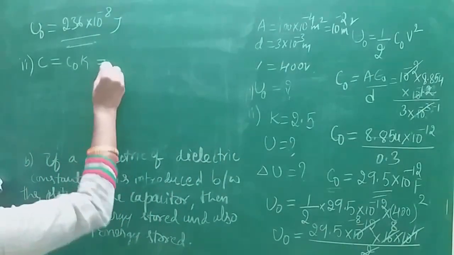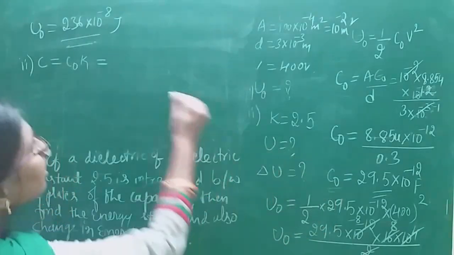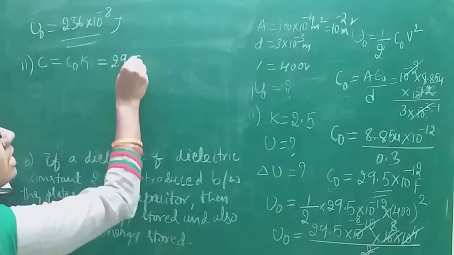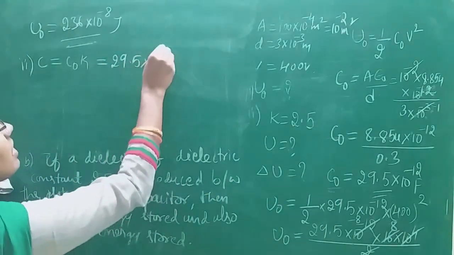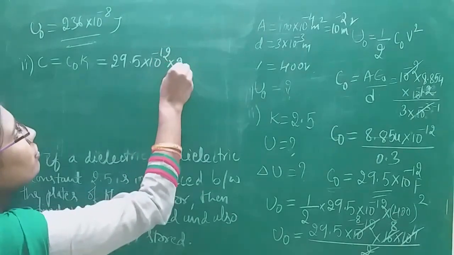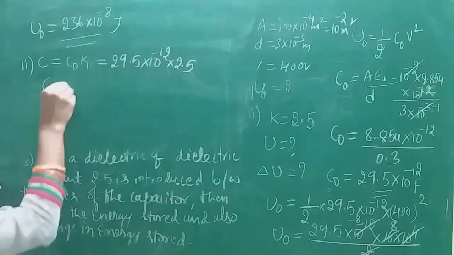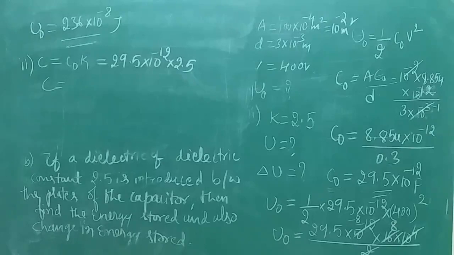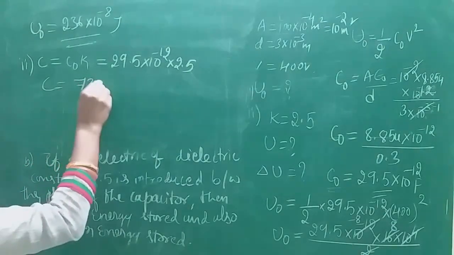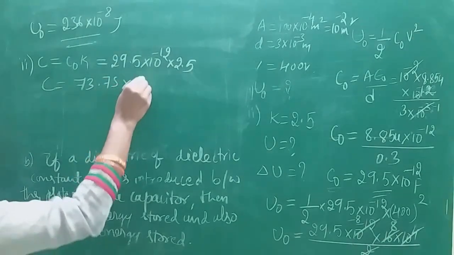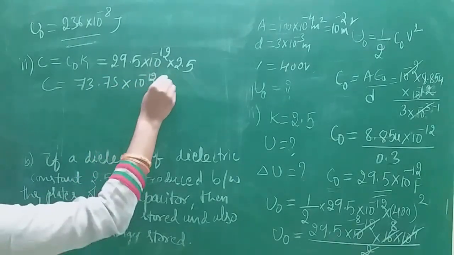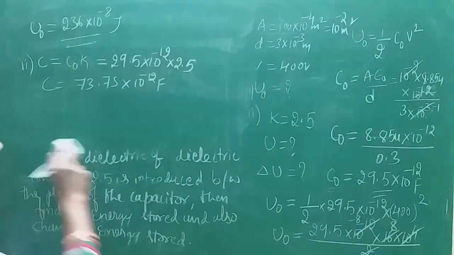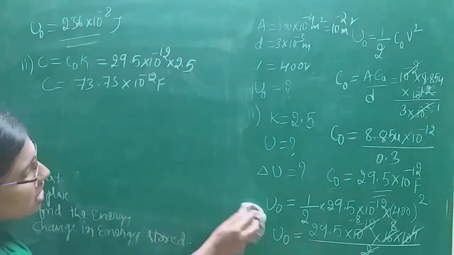So now calculate the C value. We can write C naught, it is nothing but 29.5 into 10 to the power of minus 12, into K, which is 2.5. After simplifying this, we get the value of C as 73.75 into 10 to the power of minus 12 farad.